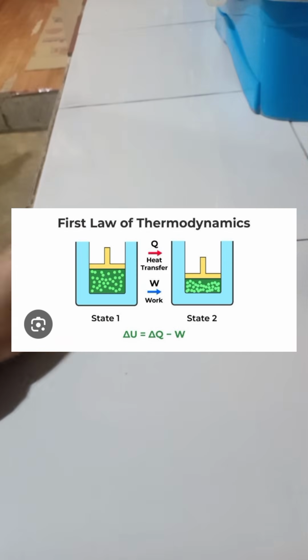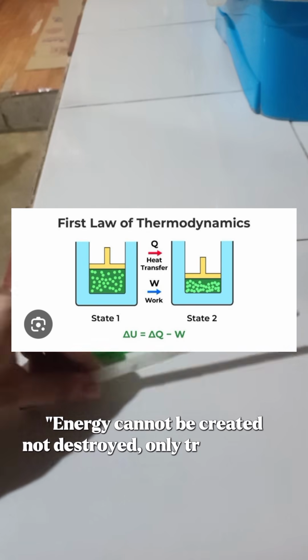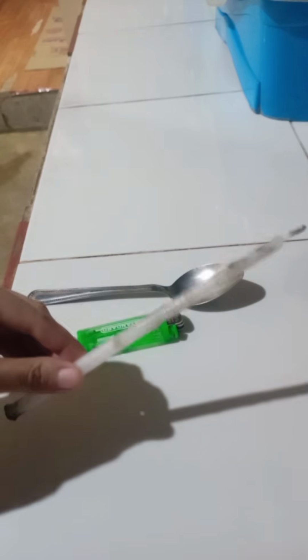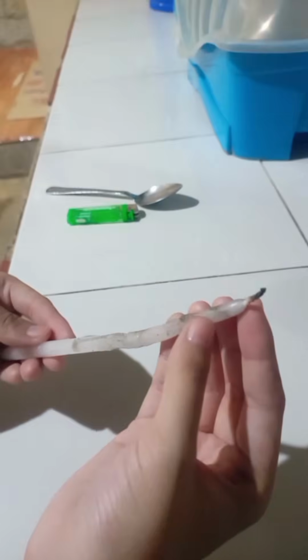Then let's proceed to the first law of thermodynamics, which is also known as energy cannot be created nor destroyed, only transferred. So here are the materials needed. We have here a metal spoon, a lighter and a candle. Here I have a candle. Before lighting it, the candle contains stored chemical energy in the wax.